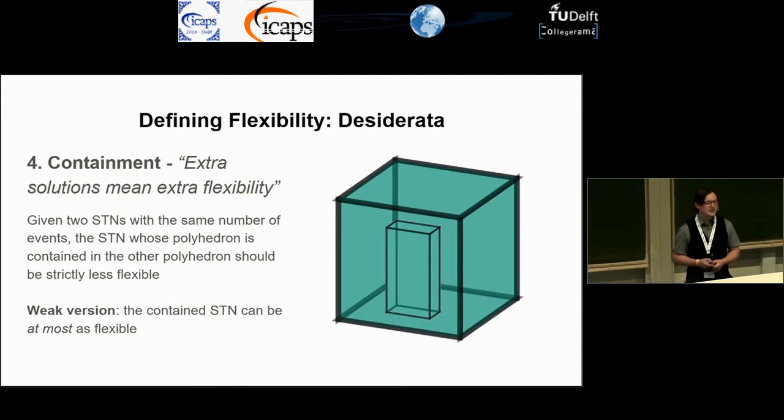Our final desideratum is containment, and this captures the idea that, other things being equal, if you have more possible solutions, you should be considered more flexible. The way we state this is that if we have two STNs, again with the same number of events to avoid comparisons across dimensionality, and one of those STN's solution set is strictly contained within the other STN's solution set, that first STN should be considered less flexible. We also define a weak version of containment, which changes that less than statement into a less than or equal to statement and says the contained STN should be considered at most as flexible as the containing STN.